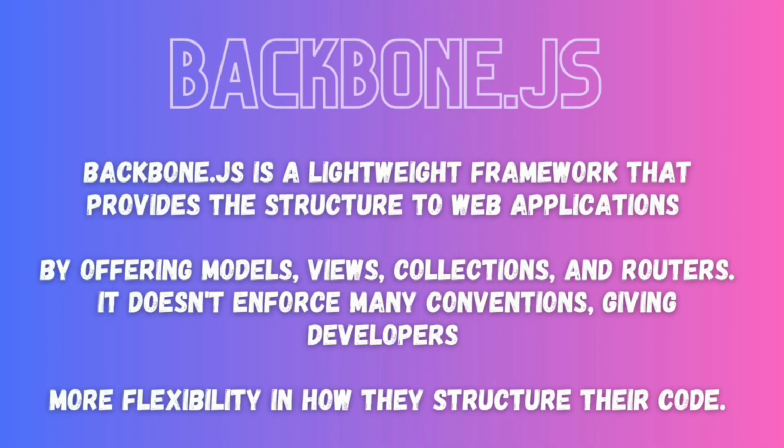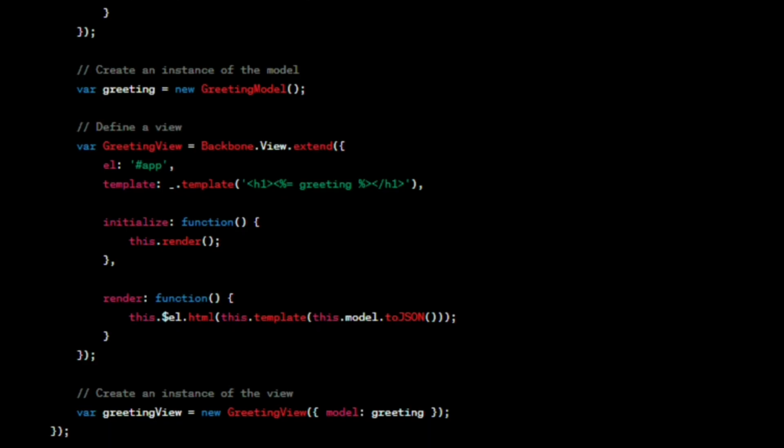This is Backbone.js. Backbone.js is a lightweight framework that provides structure to web applications by offering models, views, collections, and routers. It doesn't enforce many conventions, giving developers more flexibility in how they structure their code. So let's discuss this with the help of an example.